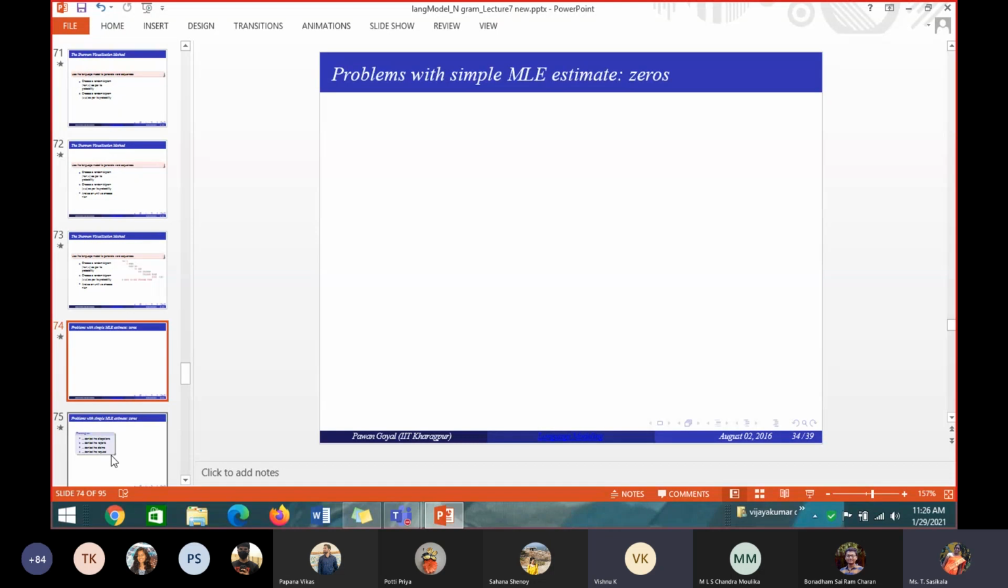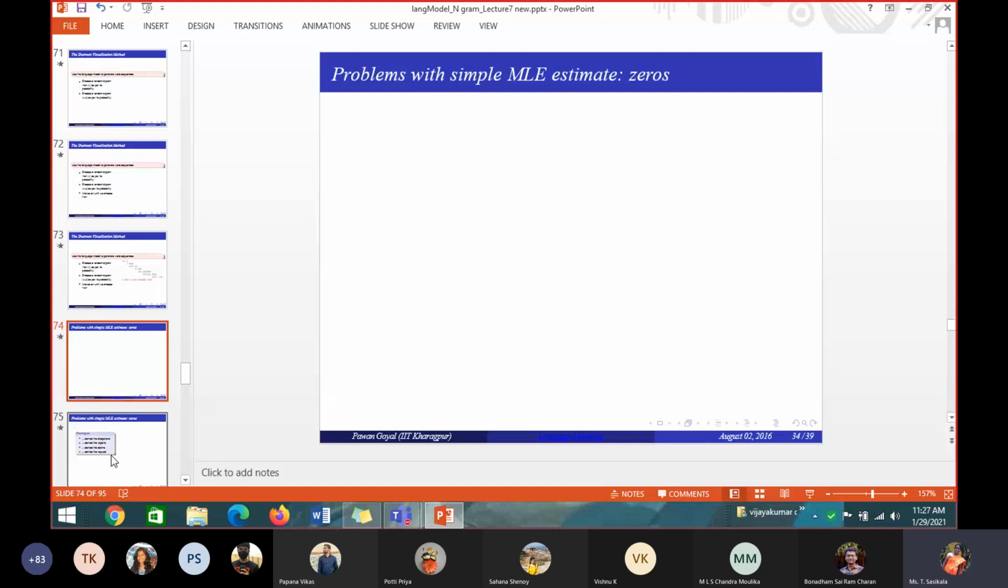If a combination doesn't occur, the probability of something given something is 0. In that case, the whole thing becomes 0. The entire sentence probability becomes 0, right? Yes. So in order to avoid this, we will be doing some smoothing technique. Okay, that we will see.